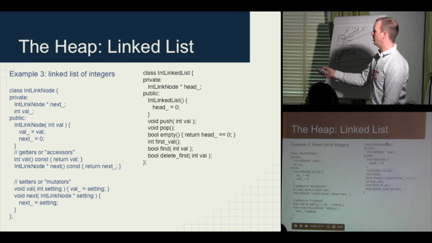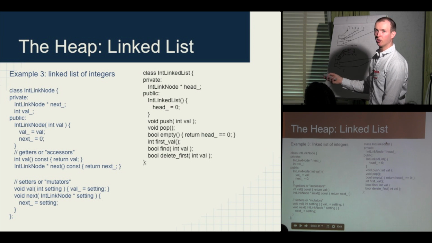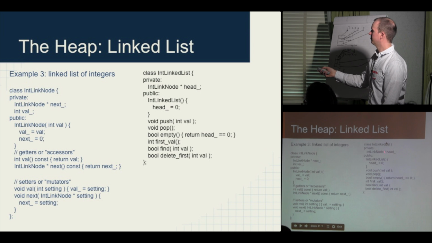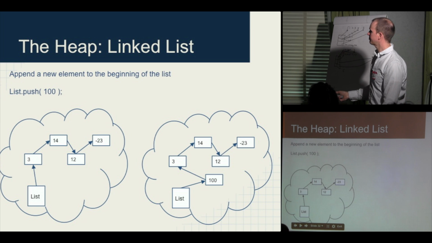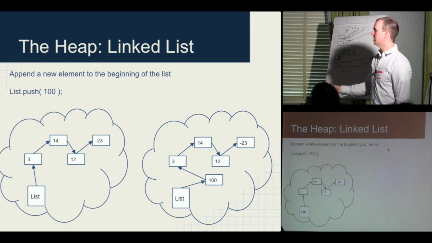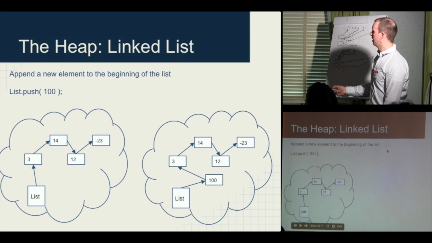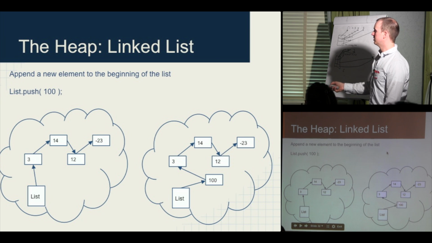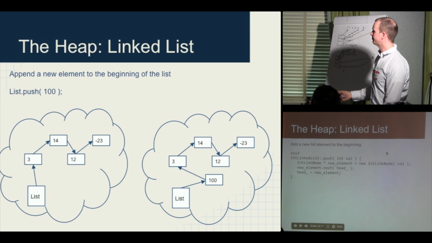So that when you allocate a linked list, it's going to have a pointer to the first element in the list as its data member, and then it's going to have these operations. We'll go through what these operations are like. If you want to append an element to the beginning of the list, you would take a list that looked like this, say it's got 4 values in it, 3, 14, 12, and negative 23, and then you're going to modify the list so that it's going to point to this new node, 100, which has a payload of 100. And then that node's going to point to the rest of the pointers in the list. So what would that look like?